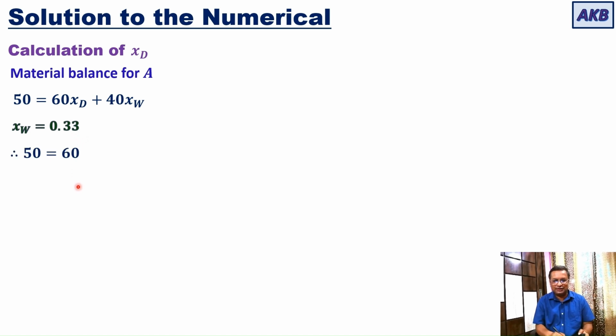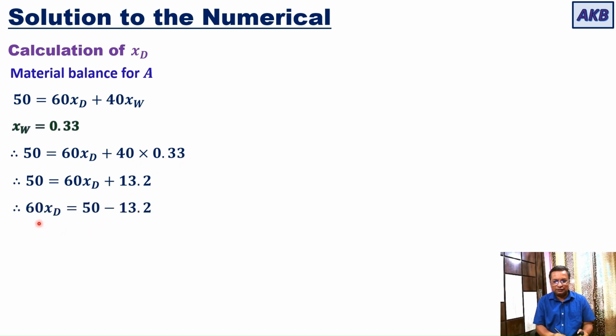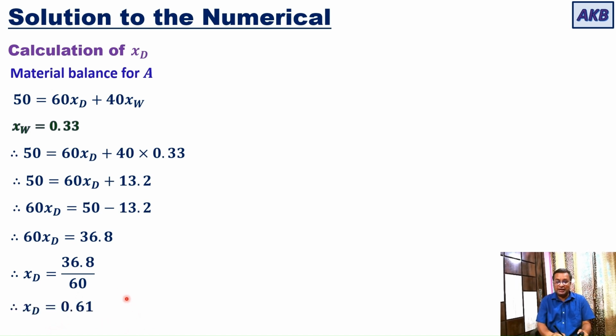xW is 0.33. So 50 is equal to 60 into xD plus 40 into 0.33. That is 50 is equal to 60 xD plus 13.2, since 40 into 0.33 is 13.2. Therefore 60 xD is equal to 50 minus 13.2. So this 13.2 is brought to this side, and you have 60 xD is equal to 36.8. That is xD is equal to 36.8 divided by 60, and that gives us xD as 0.61. So in this way, we got xW as 0.33 and xD as 0.61.